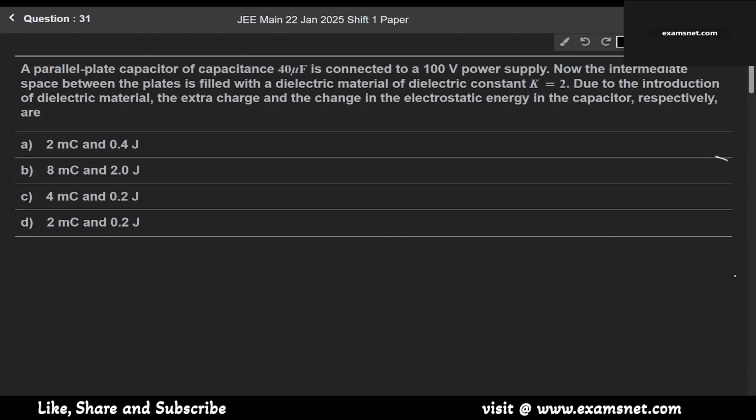Now the next question: a parallel plate capacitor of capacitance 40 microfarad is connected to a 100-volt power supply. Now the intermediate space between the plates is filled with a dielectric material of dielectric constant K equals 2. Due to the introduction of dielectric material, the extra charge and the change in the electrostatic energy in the capacitor respectively are. Okay. So, first of all, students, this question is from the chapter of electrostatics.